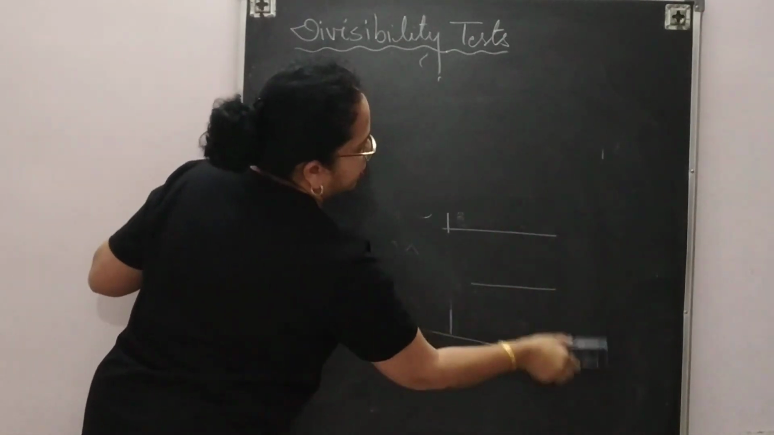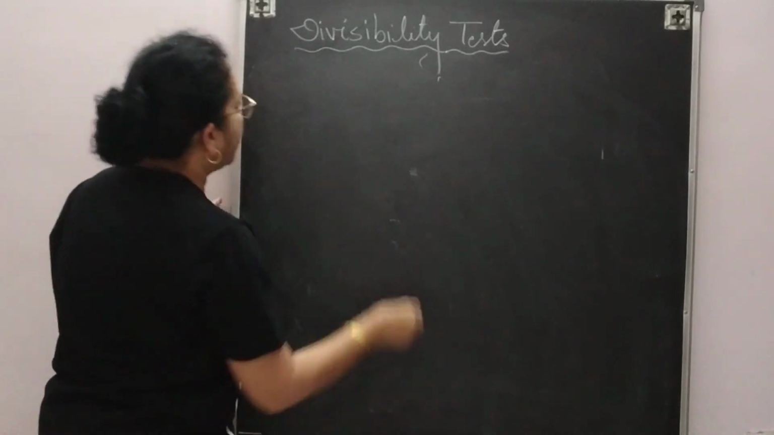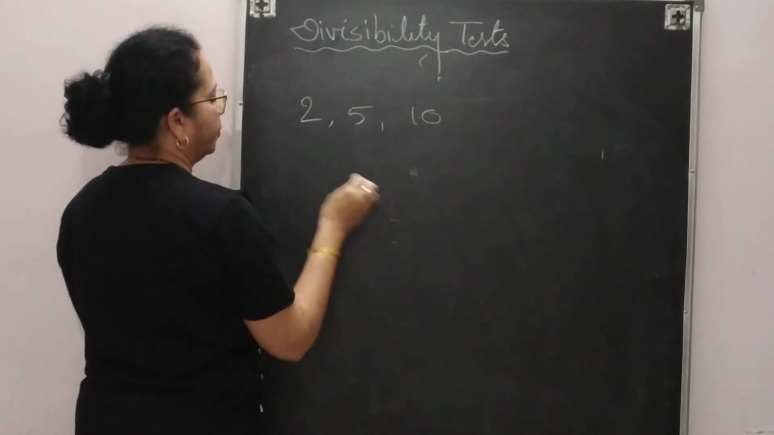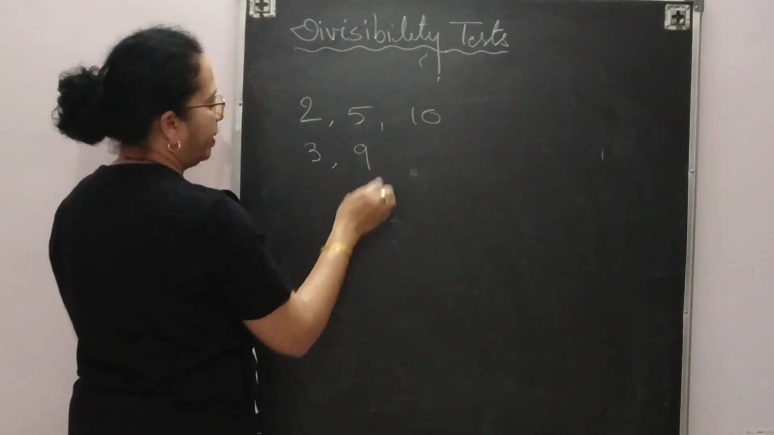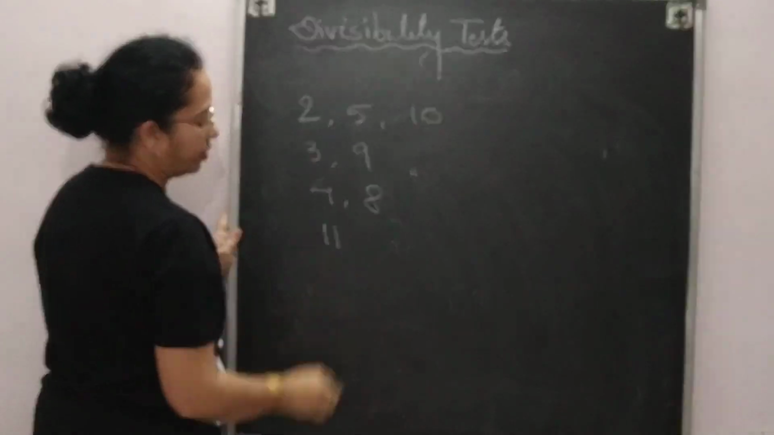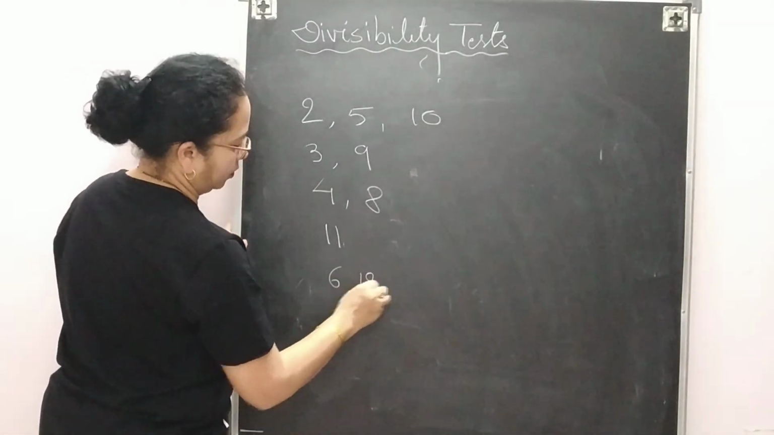So in this session, I told you the divisibility tests by 2, 5, 10, 3 and 9, 4 and 8, 11, and then by 6, 12.